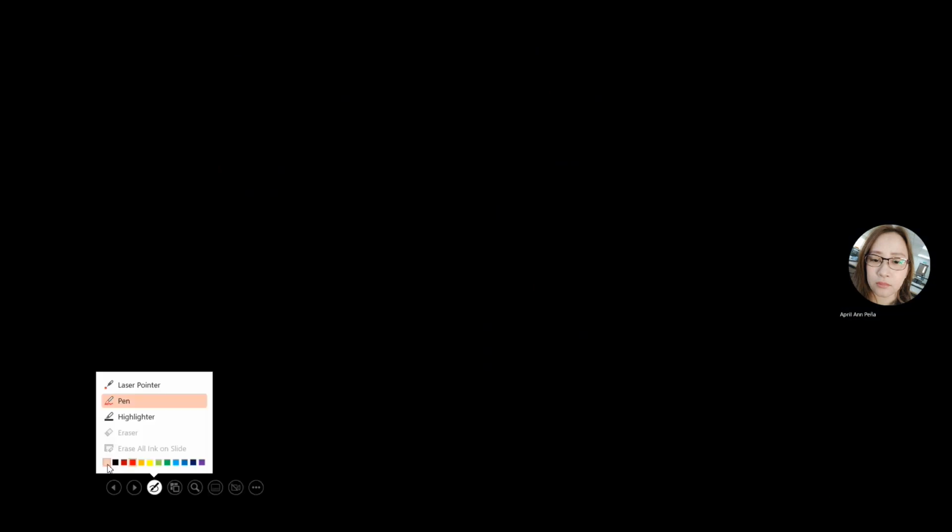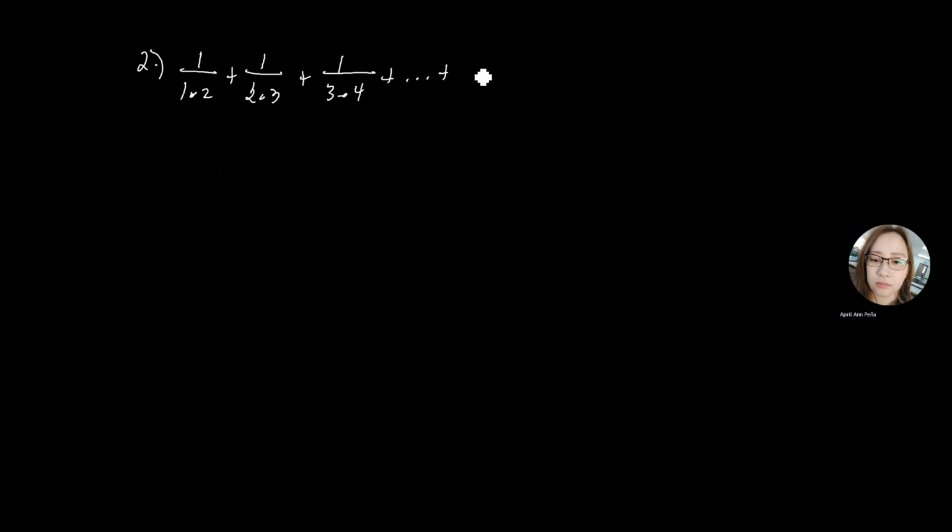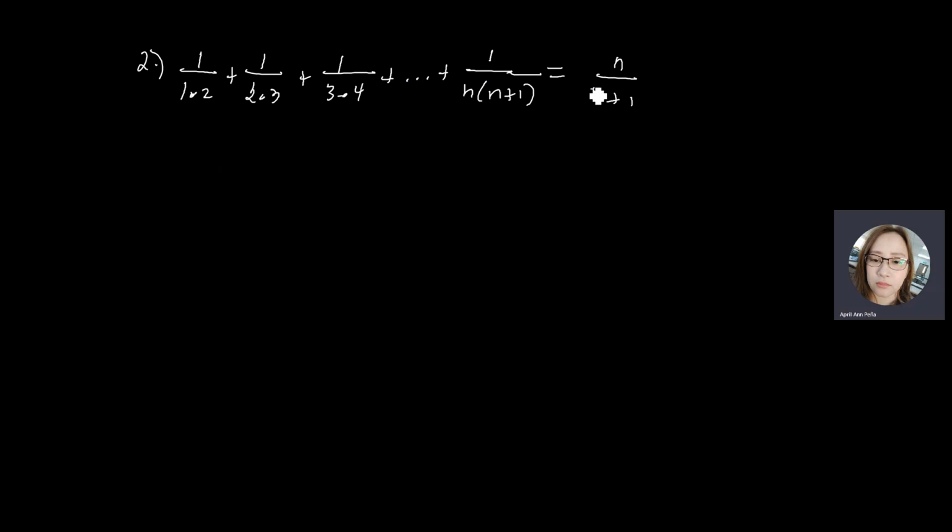So another example. We have 1 over 1 times 2 plus 1 over 2 times 3 plus 1 over 3 times 4 plus, like that, and then 1 over n times n plus 1 equals n over n plus 1. All right, so that is the given.